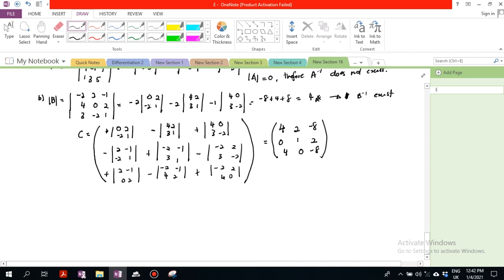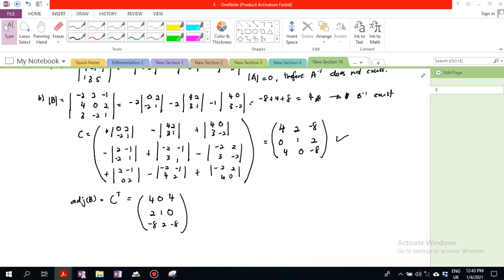but we need the adjoint of B, which is the transpose of the cofactor. So you have this C, so you need to transpose it. So rows become columns, columns become rows. So 4 0 4, 2 1 0, negative 8 2 negative 8. So this is your adjoint of B.